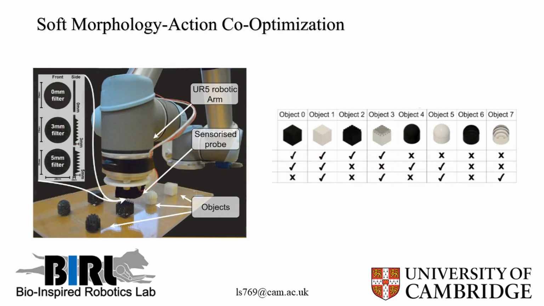So moving on to the optimization of soft morphology action. In this case, we put ourselves in a scenario where neither the action nor the morphology on their own are capable of solving every single task we tell the robot to do. So we have these 8 objects.